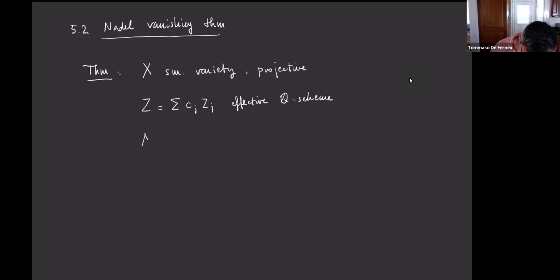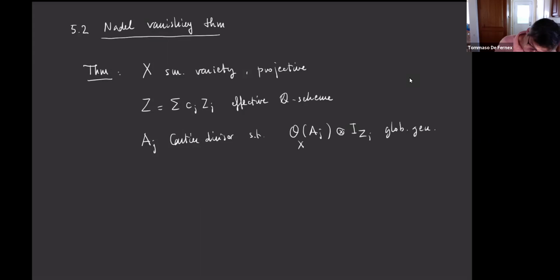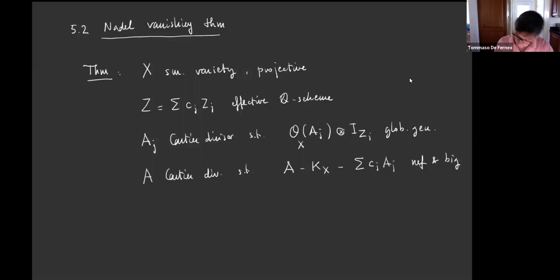Now for every j, I fix a divisor Aj, a Cartier divisor, such that if I look at the sheaf of this divisor on X, and I tensor by the ideal sheaf of Zj, I want this to be globally generated. Then I fix another Cartier divisor A, such that A minus Kx minus the sum of the Cj Aj is nef and big. So there are some positivity conditions that I want to impose on A, which are captured in these last two lines of the statement.